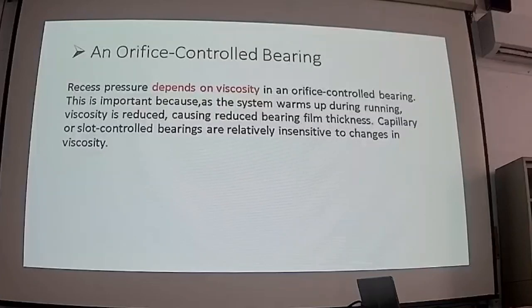You don't have such freedom like with a capillary design or slot control. These two are the laminar flow restrictors, so they are sensitive to the viscosity change or sensitive to temperature.